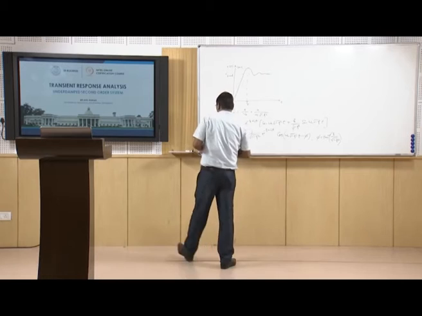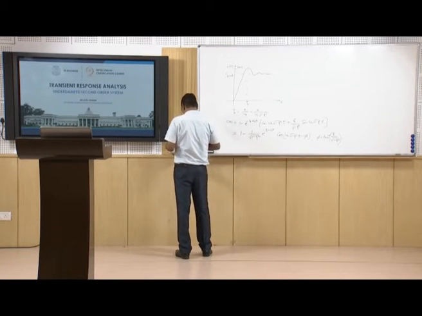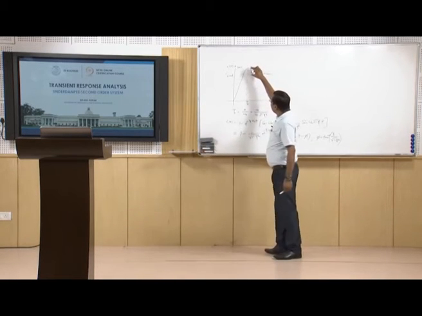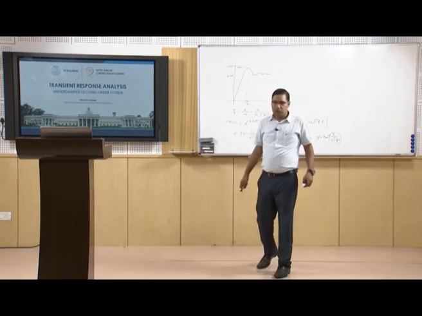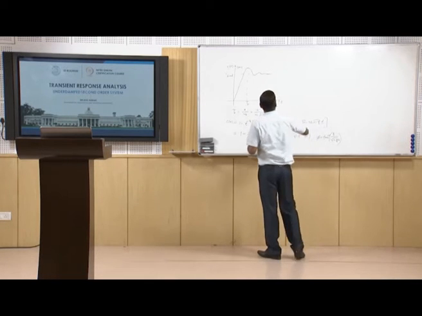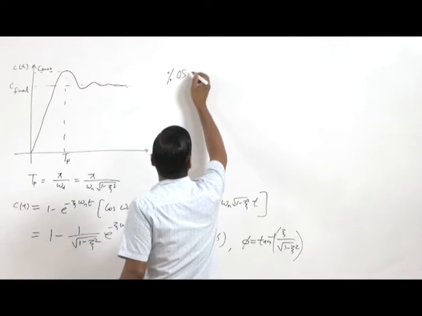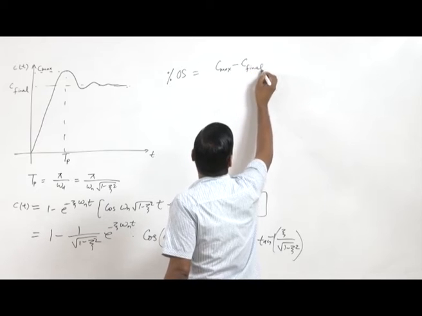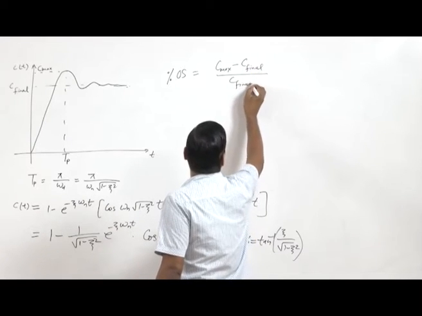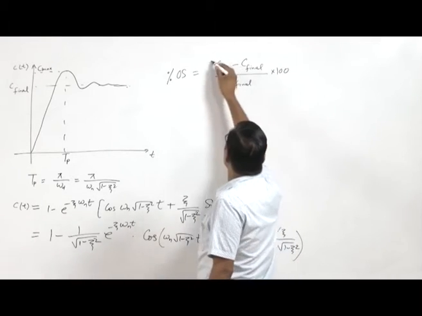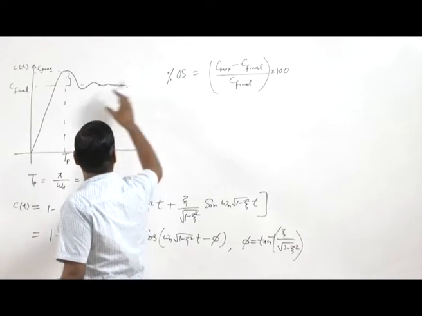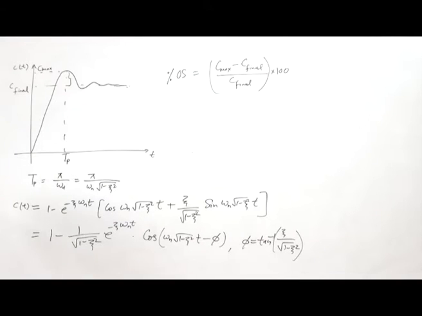Now we have to find the percent overshoot of this system. Percent overshoot tells how much the maximum value goes beyond the final value, that is, how much it overshoots. So percent overshoot is defined as C max minus C final upon C final into 100. So maximum value minus the final value, divided by the final value.